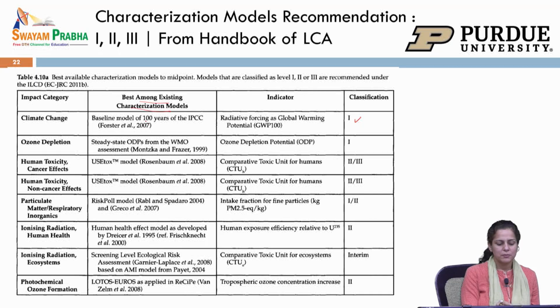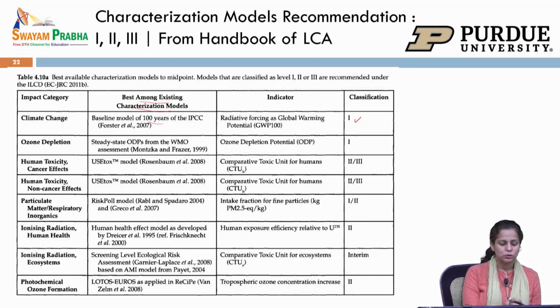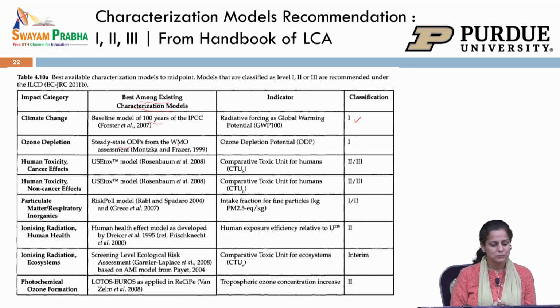So, there is the baseline model of 100 years of the IPCC, that is the best model for climate change, and that is classified as 1, which means that is the one that is recommended. If you want to use something else, of course, you can use it, and you report which impact assessment method you have used. Similarly, we have ozone depletion, we have the steady state ODPs from the WMO assessment.